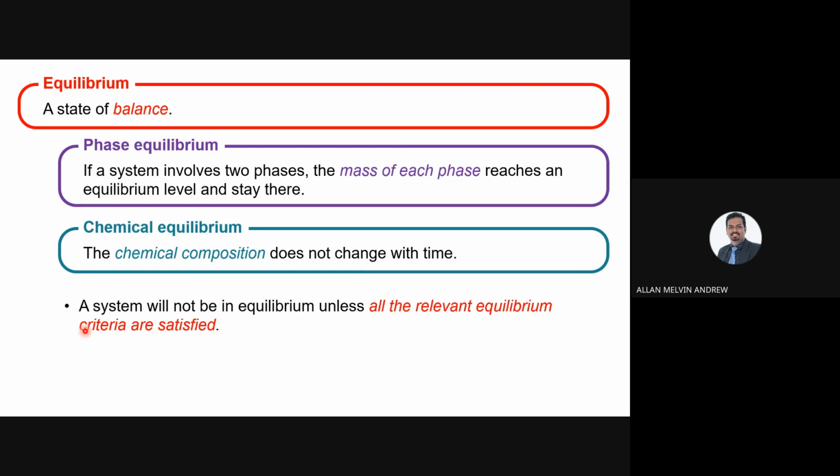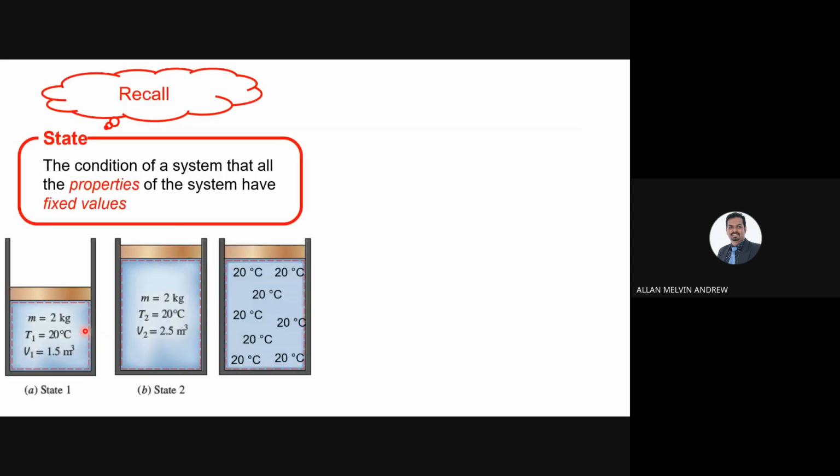I think last week we saw the mug of hot coffee. You are drinking it at 70 degrees Celsius, but your surrounding is 20 degrees Celsius. If you just leave it over time, it will reach a point where it comes to equilibrium with the surrounding temperature. Until you reach that equilibrium criteria, we cannot consider it as equilibrium. That is what this slide is saying. Okay, we'll try to recall.